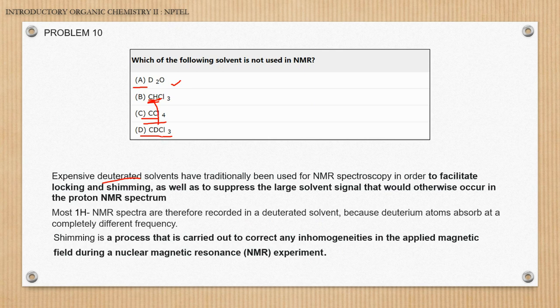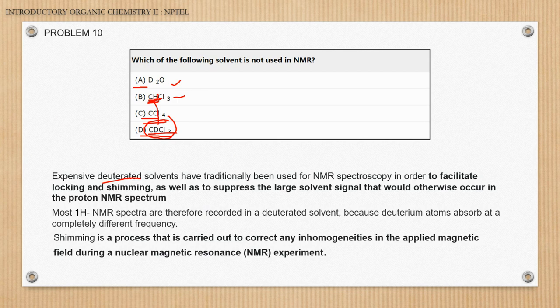Now CDCl3 also contains some water molecules. If you record NMR in CDCl3, there is also a peak coming due to CHCl3. It is not very intense, but it is there, because proton-deuterium exchange is taking place. So the CHCl3 proton is going to show up in the proton NMR.